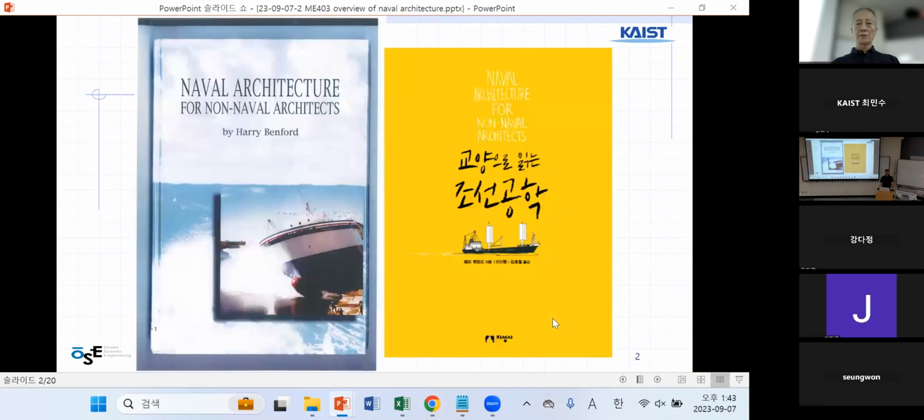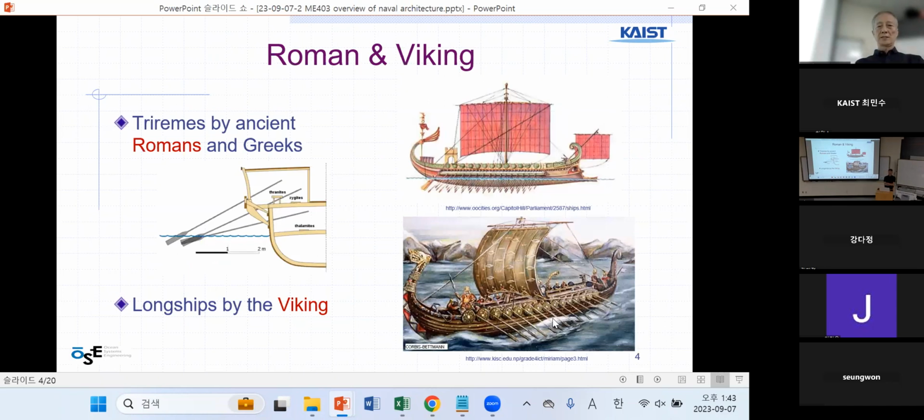So, the second part of naval architecture: Roman and Viking ships, triremes. Romans and Greeks used wind and oar too, right? And you see for Koreans, the turtle ships also used two decks of oars. Upper deck, lower deck, two layers of oaring to make higher speed and also maneuverability: turning, stopping. The picture is not so clear, but you see from this picture the two layers of oars.